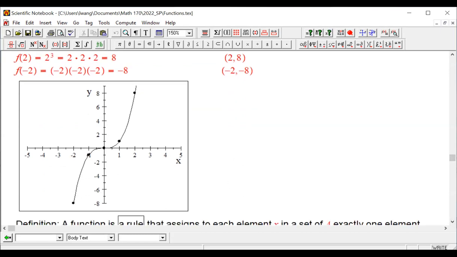Okay, if you look at these pictures, I'm going to mark a couple of them. This point is (-2, -8): when the input is -2, the output is -8. And this point over here, when the input is 1, the output is 1. And the other one is input 2, output 8. It's a very, very important function.